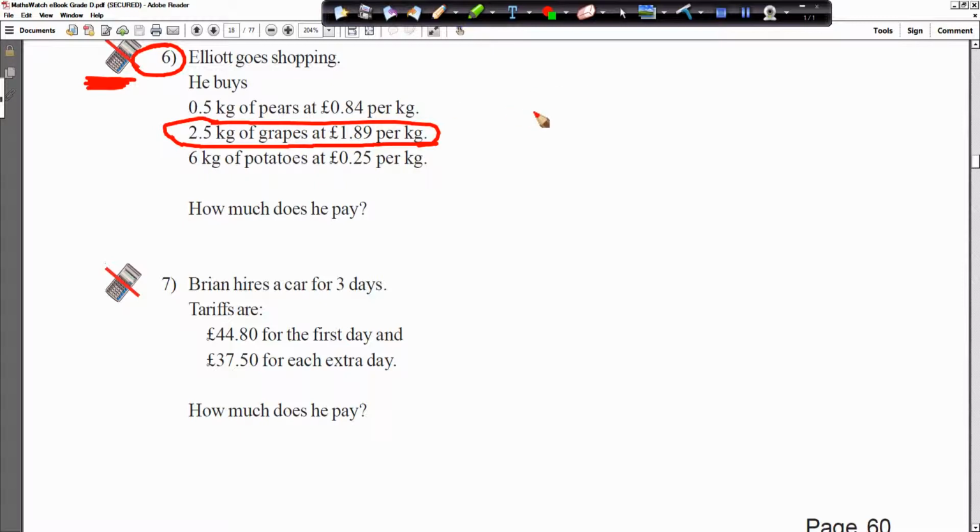Right. So the calculation that we have to do here is going to be what? Let's have a look at our calculation. If you buy 2.5 kilograms of grapes at £1.89 per kilogram, what we are doing is £1.89 multiplied by 2.5.